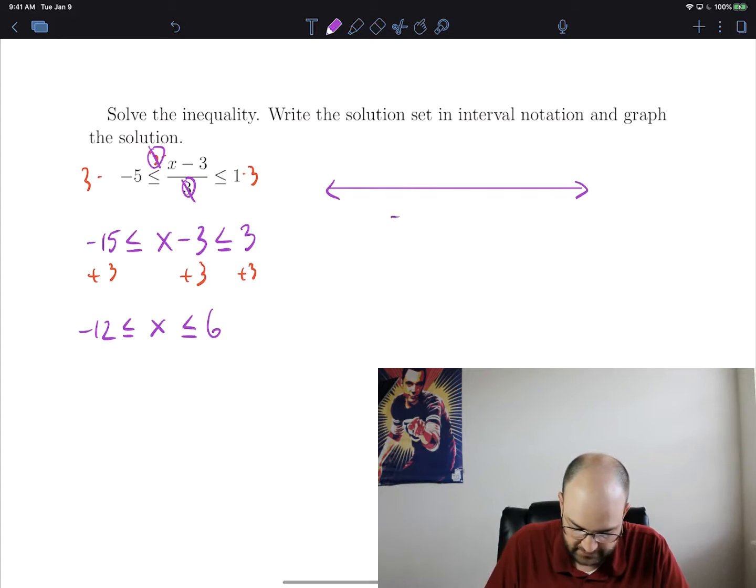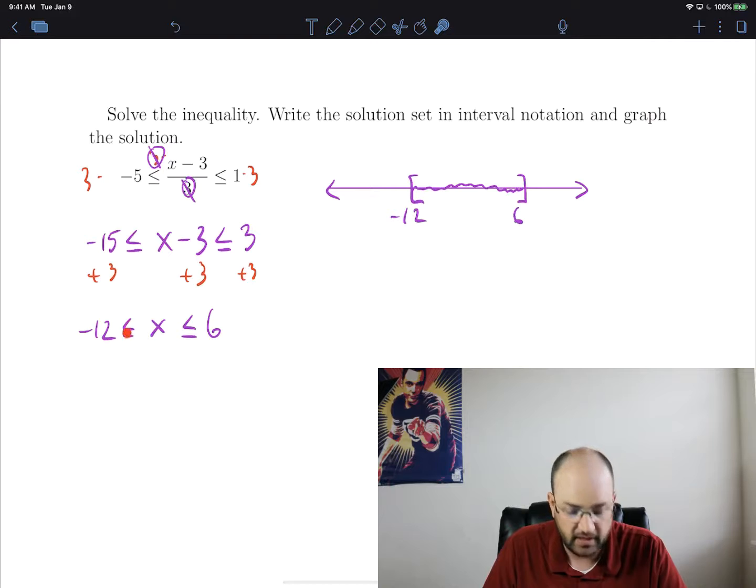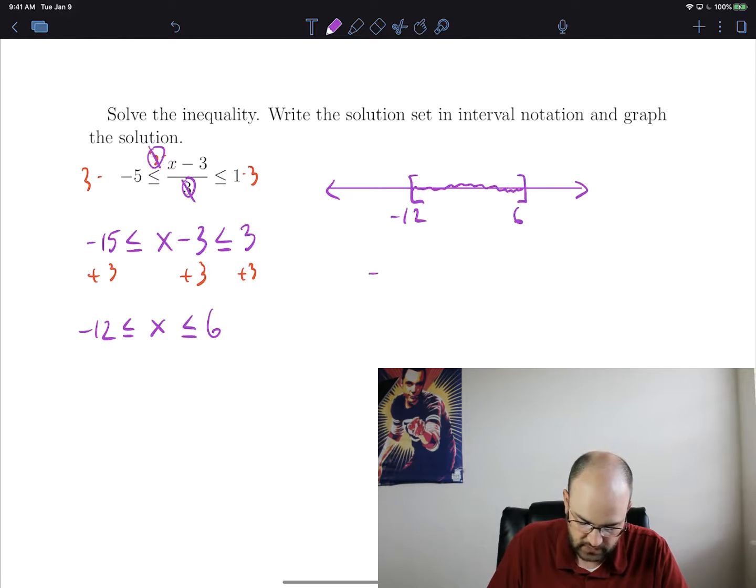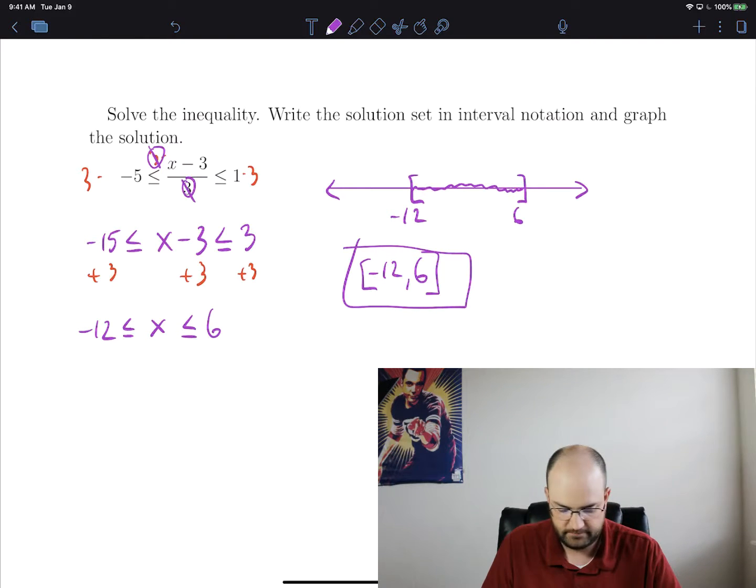Excellent. We have -12 to the left, 6 to the right. Everything between the two, always with these. And a square bracket with both, because less than or equal to here means square bracket here, and less than or equal to here means square bracket here. And then, of course, interval notation: -12 to the left with the square bracket, comma, 6 to the right with the square bracket. And there you go. There's your interval notation.